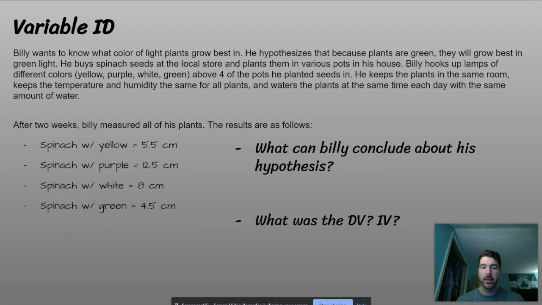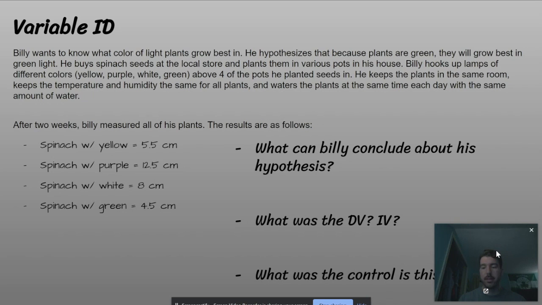Well, if you remember, the dependent variable is what's being measured. So what's being measured here is height. So the height of the plant after 2 weeks is the dependent variable. The independent variable, which is what is being manipulated, is the color of the light that the plants were grown in. So the yellow, purple, white, and green lights, those were all independent variables.